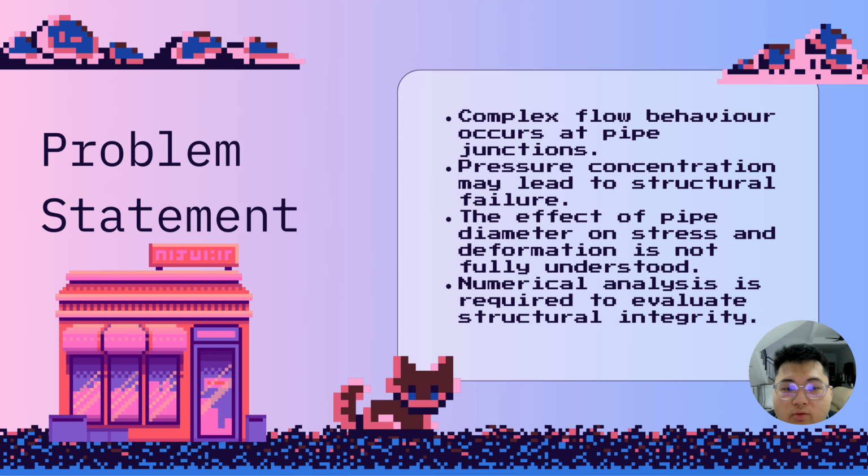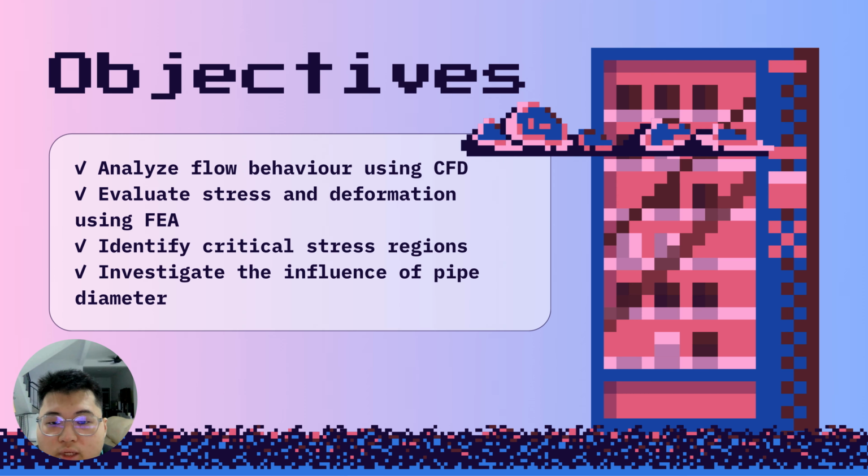The flow behavior at this Y junction is highly complex. If a piping network is not properly designed, localized pressure concentrations can lead to structural failure over time. Furthermore, the exact effect of changing the pipe internal diameter on the stress and deformation isn't fully understood. Since we cannot easily measure these extreme internal forces in real life, numerical analysis is required to evaluate the structural integrity and safety. To address this, we set four clear objectives for our project.